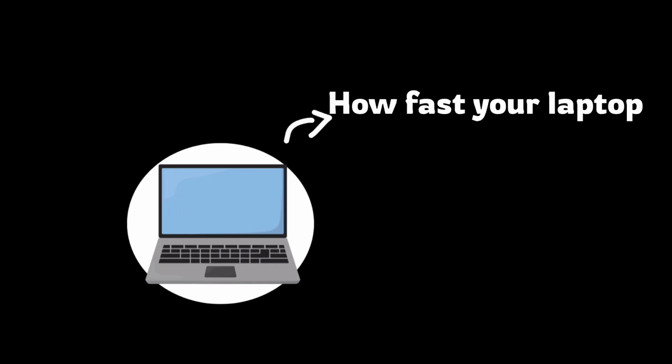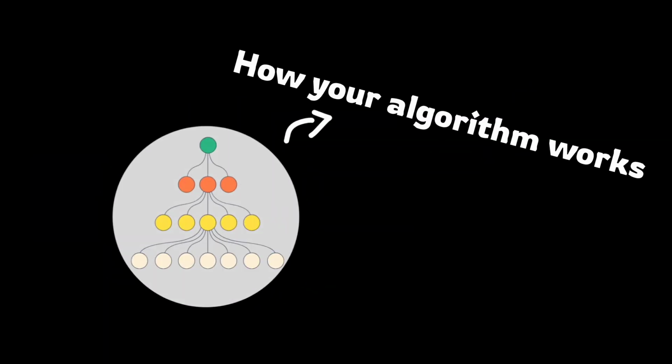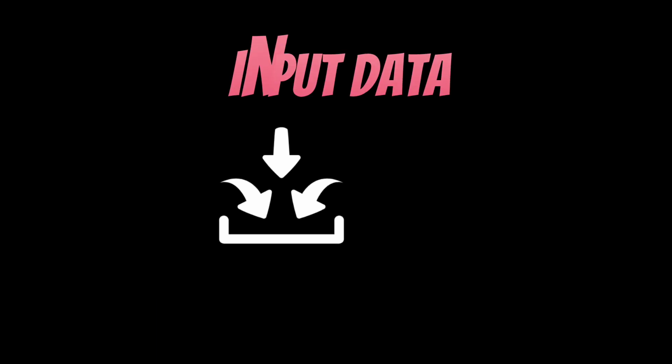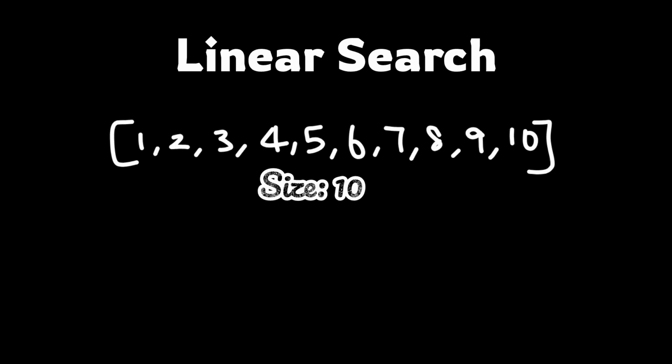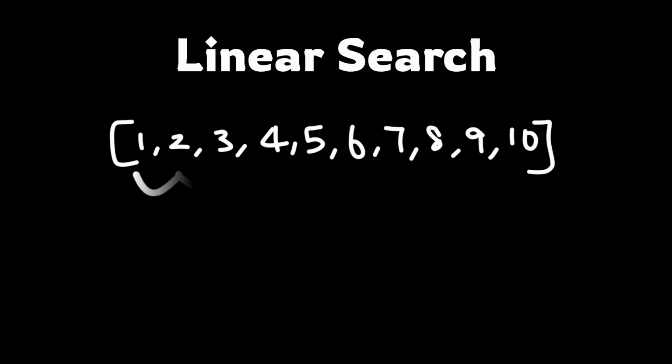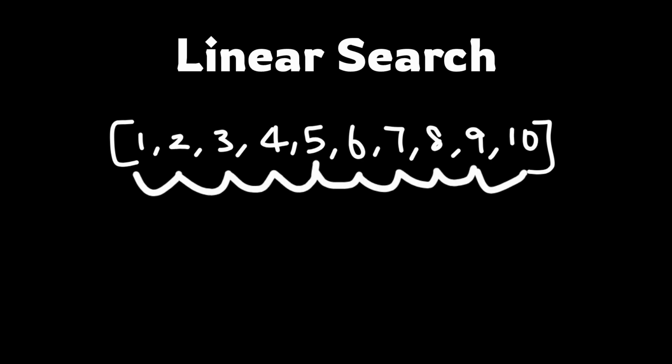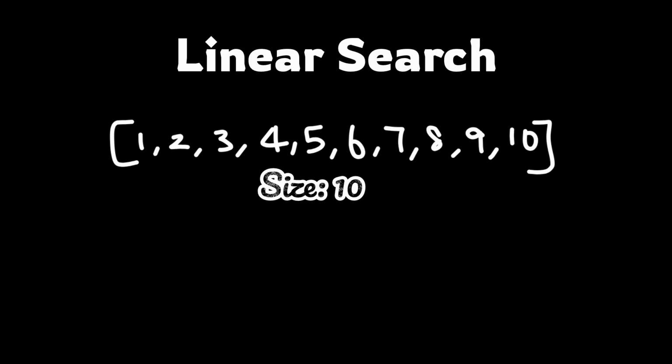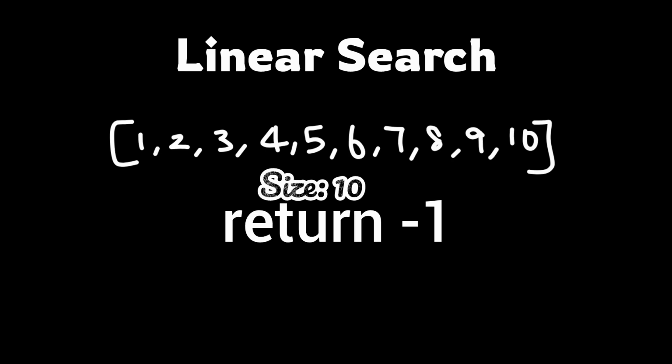See, complexity isn't about how fast your laptop is. It's about how your algorithm behaves when the input data becomes larger and larger. Let's consider the example of a linear search. Okay, the element is not present in the array and the array size is 10. So you will search the 10 elements, and after searching all of them, it will just return -1 saying that the element is not found.